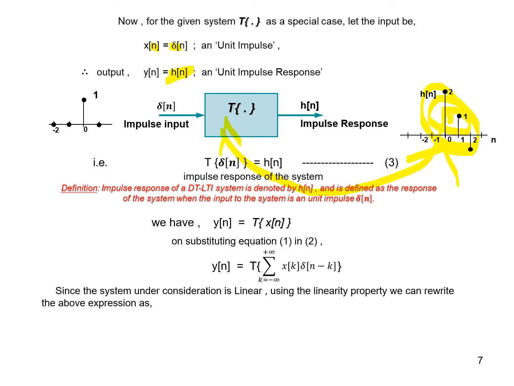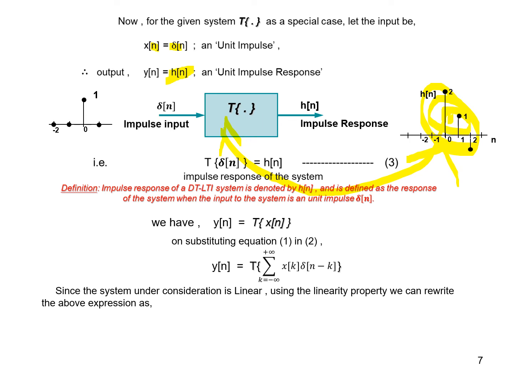So, definition: impulse response of a DT-LTI system is denoted by h of n and is defined as the response of the system when the input to the system is unit impulse. This is what I repeatedly told. Once again I wrote here.